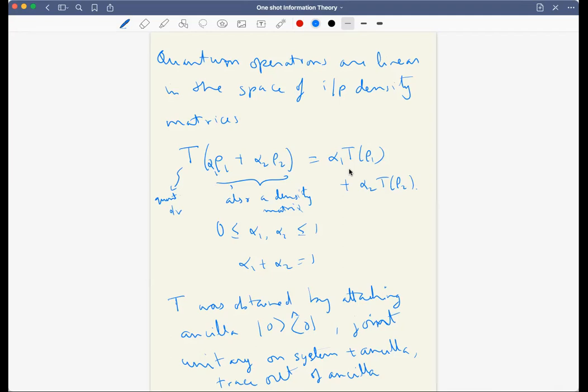Of course, you can imagine the space of all functions from density matrices to density matrices. But not all functions will have this form. In particular, not all functions will respect linearity of the input. So we are only interested in functions from density matrices to density matrices that are linear in this sense. But then there are more conditions.